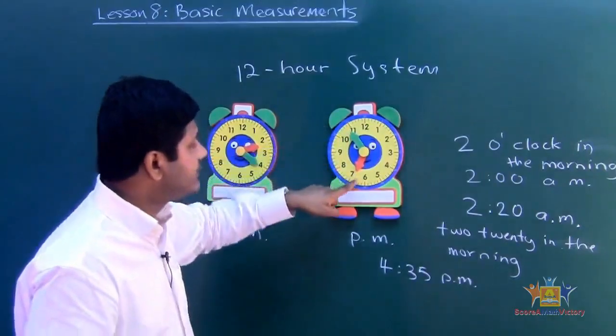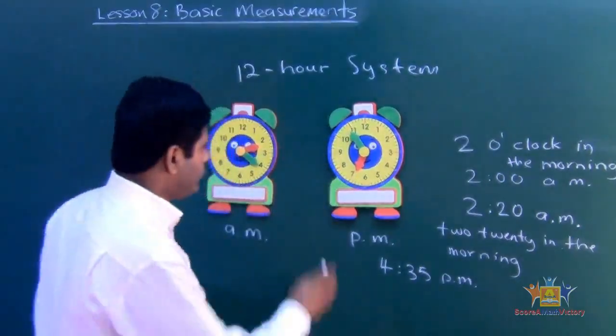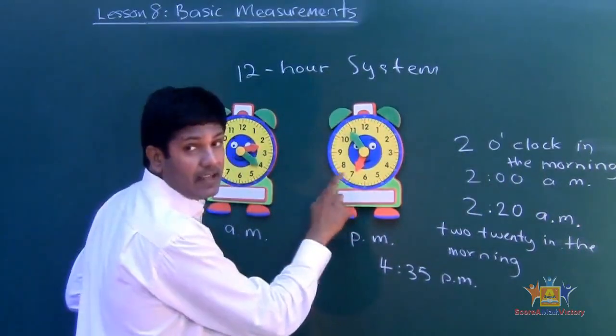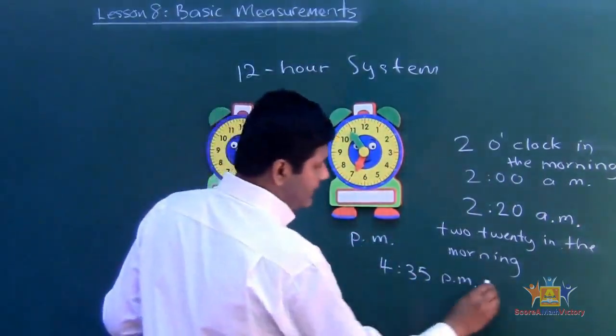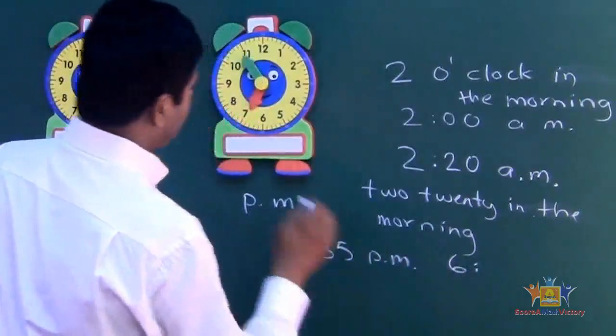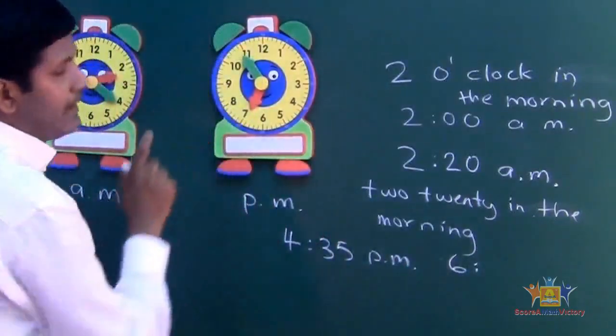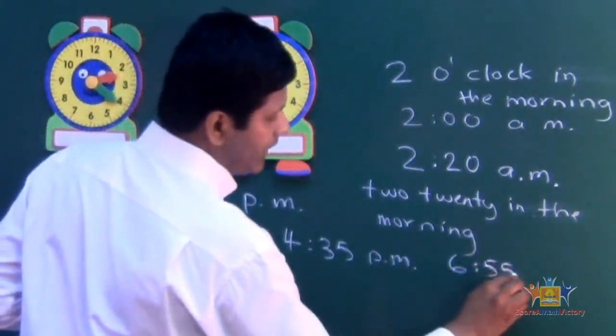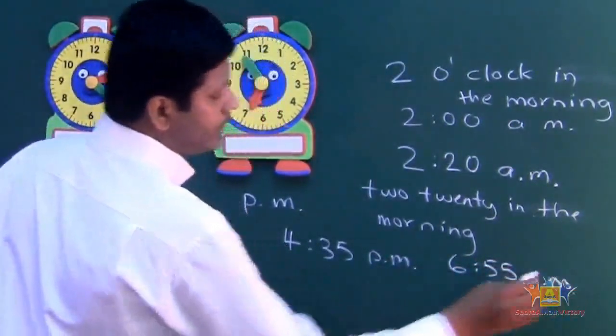That means it's 6:55. The short needle is already past the 6, but hasn't touched the 7 yet. So that is going to be 6. And then 11. 11 times 5 is what? 55. So 6:55 p.m. See that?